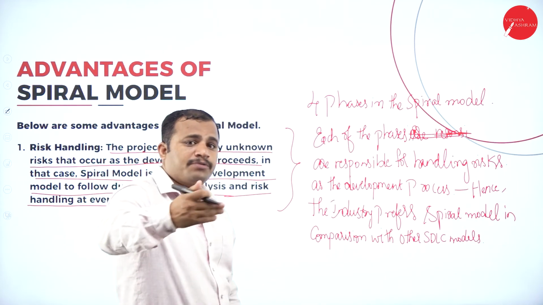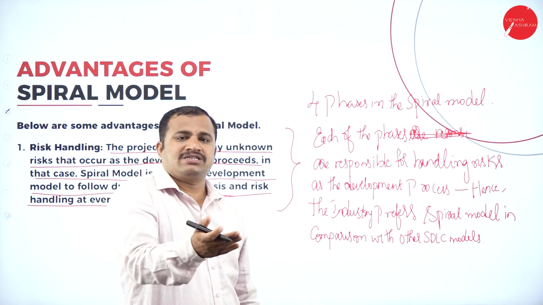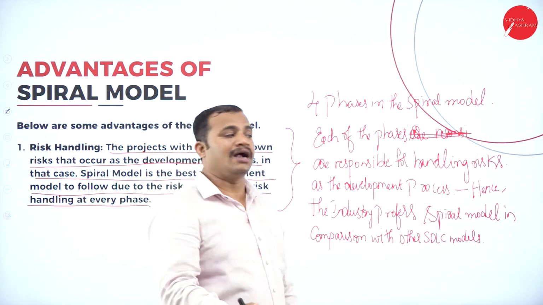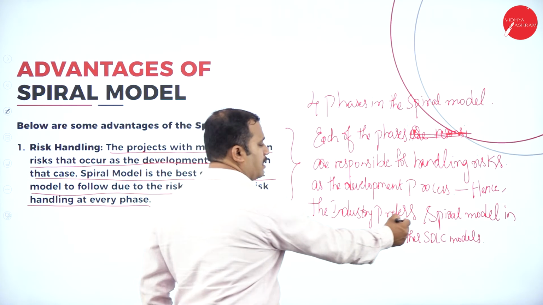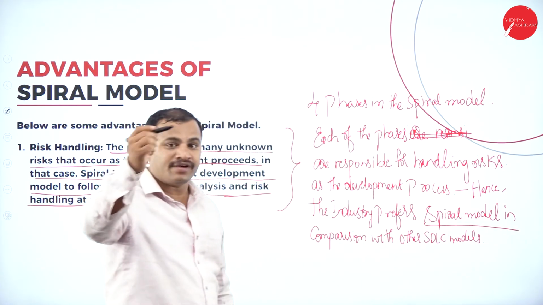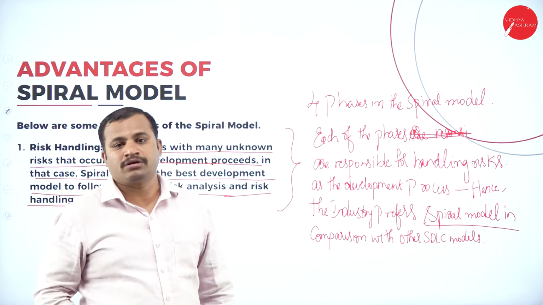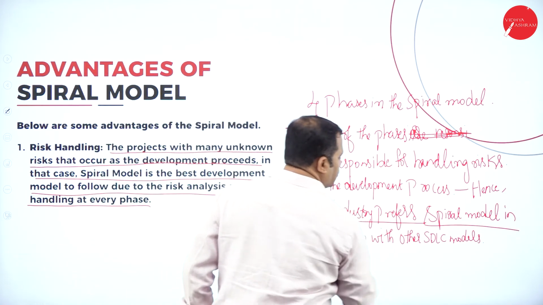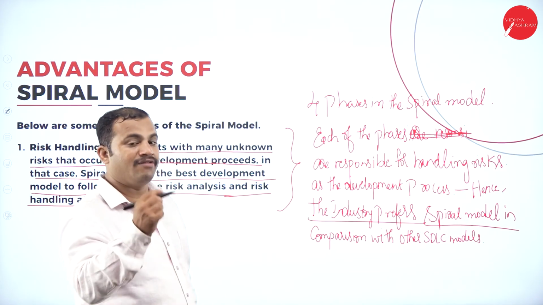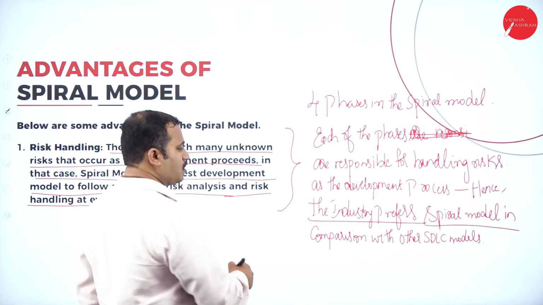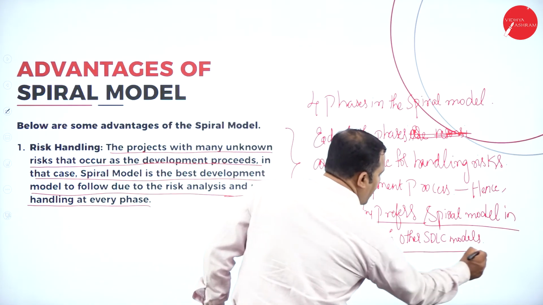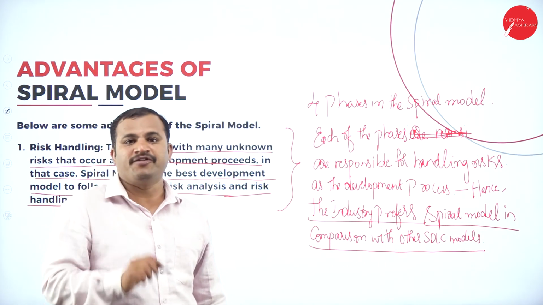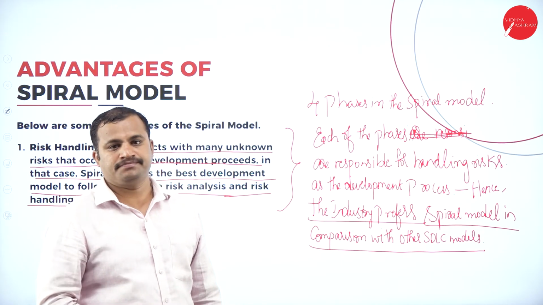As the development proceeds, some risks and challenges appear. Those risks and challenges are addressed with the help of a spiral model at each and every phase of the spiral model. Hence, it is called an industry preferable model for the development purpose. Or else I will call this as, in comparison with other SDLC models, spiral model is best preferred in industry.